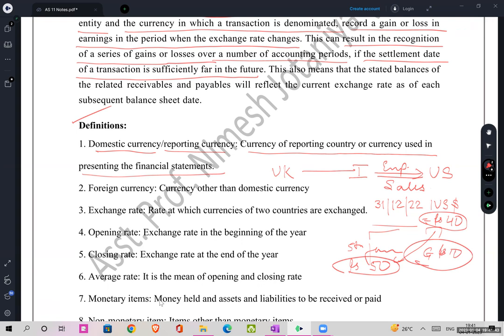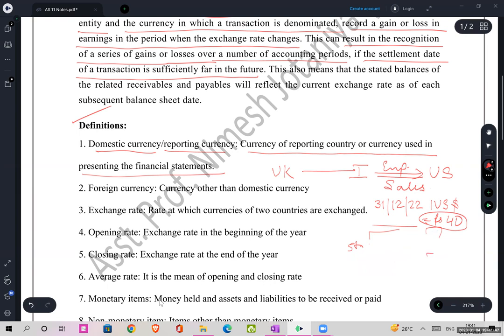It can be the opposite also. On 31st December, say the rate was 40, but on 5th January, $1 became 30 rupees. So I will get less money, and then I have a loss of 10 rupees. It's a loss. So you have to think from this point of view.